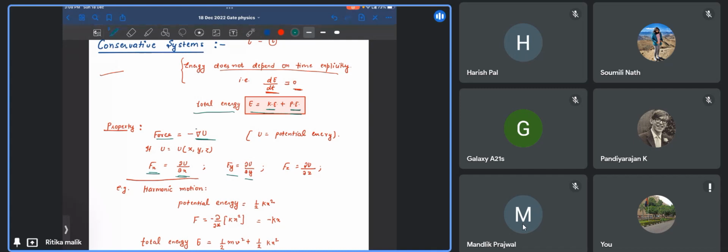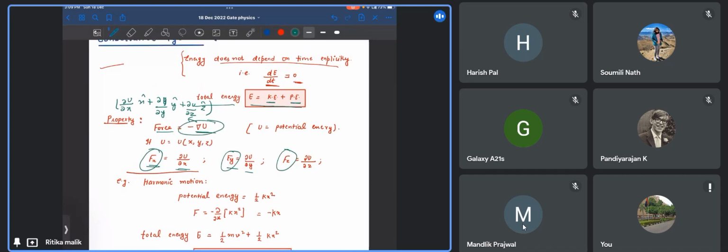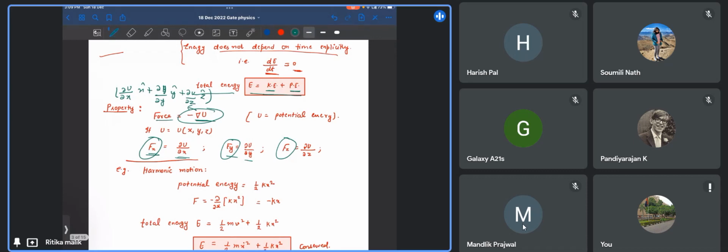I hope you know how to calculate the gradient of a function. It is del u by del x in the x cap, then the y term, and del u by del z in the z cap. So you will calculate the x component, y component, and z component just by taking the negative gradient of the potential. So this is the property of conservative forces.